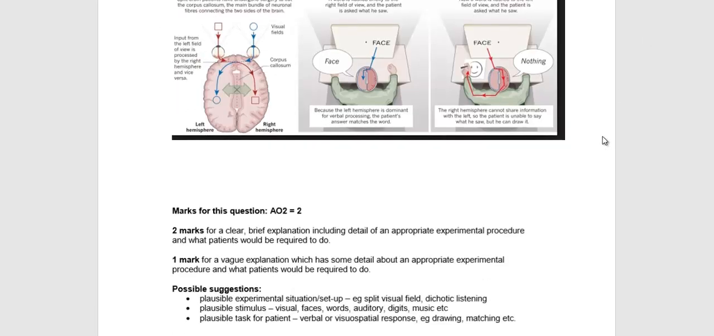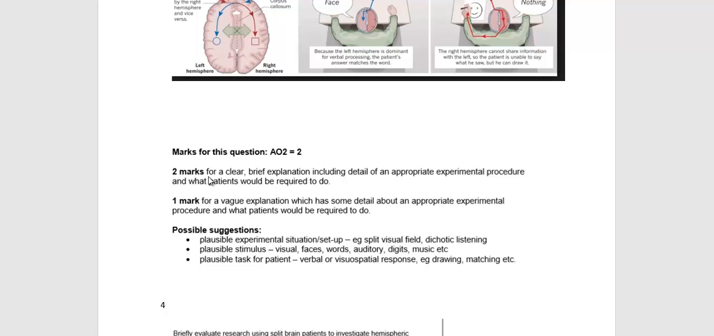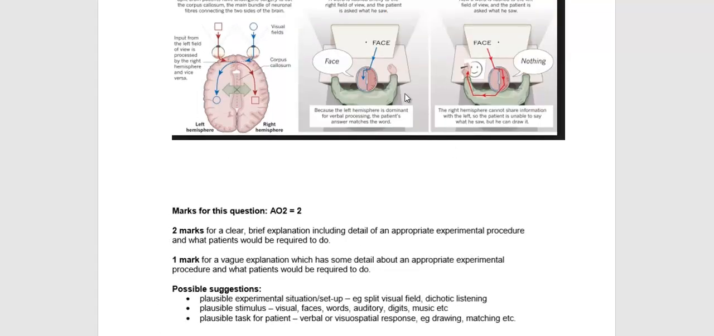So if we look at the mark scheme, we had 2 marks for something that's nice and clear but brief, and they've suggested in the mark scheme plausible experimental situational setup. So for example, the split visual field, there's the expression we want. You could have dichotic listening, you could just have specific stimuli like visual stimuli like a word or a face, as we've got here, which is probably just nice and easy.